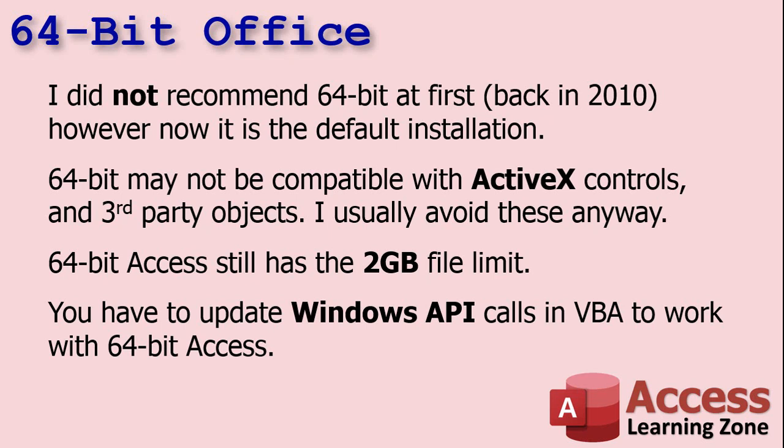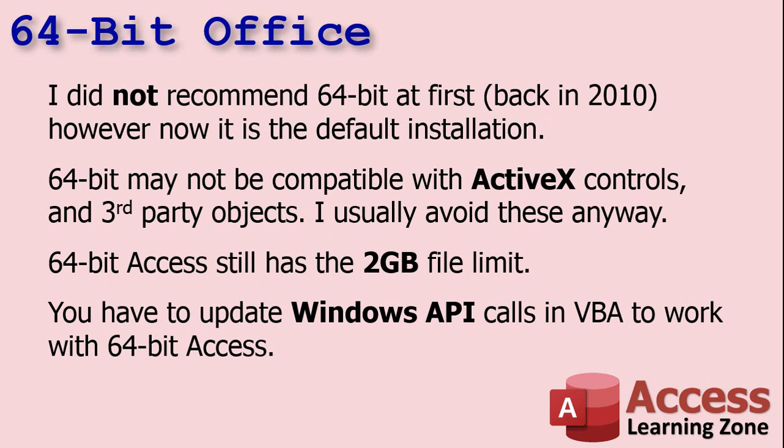But 32-bit was still the default installation until, I believe, 2013 or 2016. So at first, it wasn't a big deal. If you wanted 64-bit, you had to manually switch the setting when you set up Office, and you had to install 64-bit on purpose. Now, 64-bit is the default installation, so people who are upgrading from, say, 2013 to 2016 or 2019, they're getting 64-bit installed, whether they want it or not, and their databases aren't working.